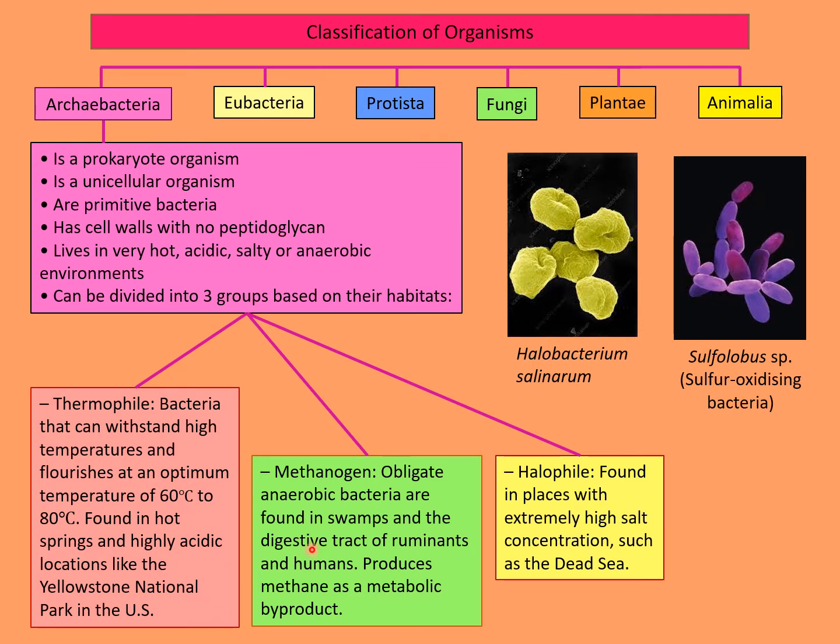the US. Methanogens, obligate anaerobic bacteria, are found in swamps and the digestive tracts of ruminants and humans, and produce methane as a metabolic byproduct. Halophiles are found in places with extremely high salt concentration, such as the Dead Sea. Okay, this is an example of Archaebacteria, Halobacterium, Selenorum, and sulfur oxidizing bacteria.